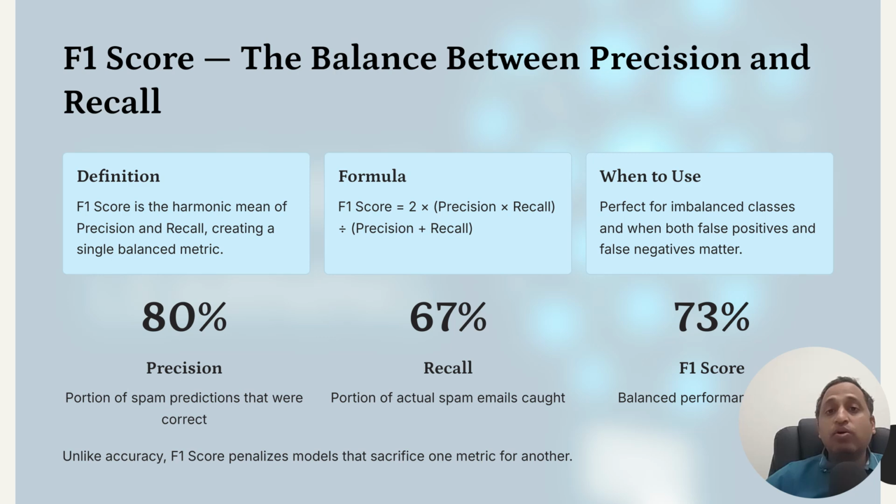This gives you a holistic view of your model performance, especially in imbalanced datasets like fraud or rare diseases, when both false positives and false negatives carry cost. So to summarize, F1 score is a great overall effectiveness metric when neither precision nor recall can be ignored.